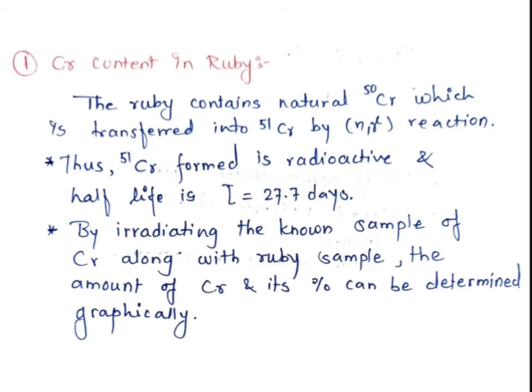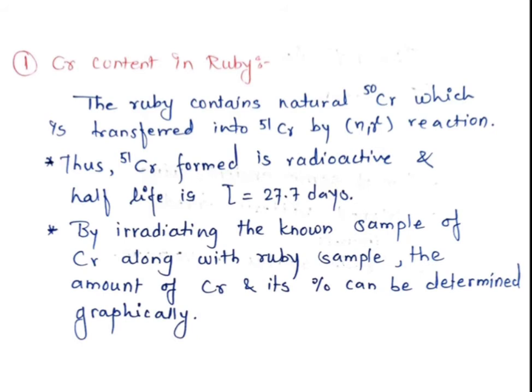The chromium content will be detected from the ruby. The ruby contains natural chromium, that is chromium-50, and that will be converted into chromium-51 by using the (n,gamma) reaction. Thus the chromium-51 formed after the (n,gamma) reaction becomes a radioactive isotope, and its half-life is 27.7 days.